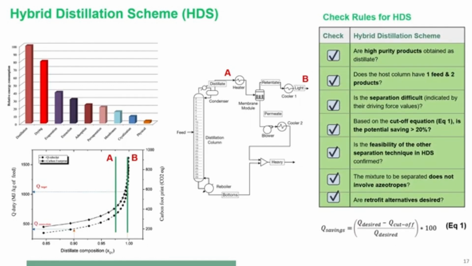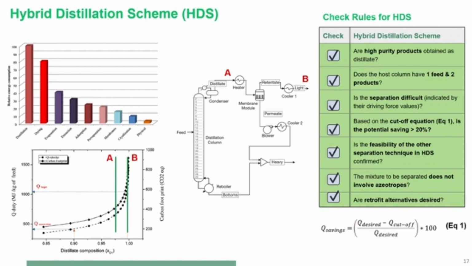The first rule: is a high product purity obtained as a distillate? Yes. The second rule: does the host column have 1 feed and 2 products? Yes. The third rule: is the separation difficult? Yes, the more difficult, the more incentive to use the hybrid operation. The fourth rule, based on the cutoff equation: is the potential saving more than 20%? Yes, it can be easily noted in the figure on the left-hand side.